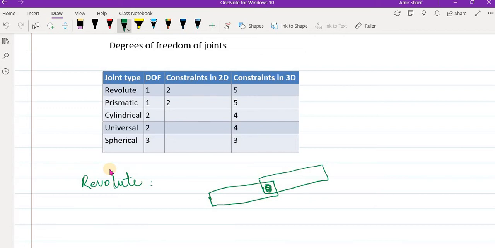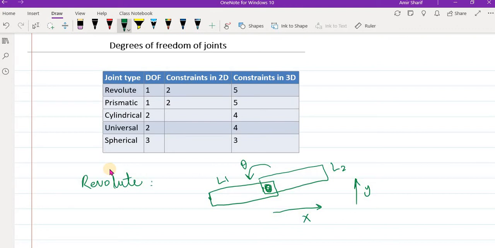So let's say here we have a Revolute joint, and this is link 1 and this is link 2. If you see that in 2D, there are two constraints. It cannot move along the x-axis and it cannot move along the y-axis. So these two are the constraints. The only rotation allowed here is the angle theta, which is the rotation about the z-axis.